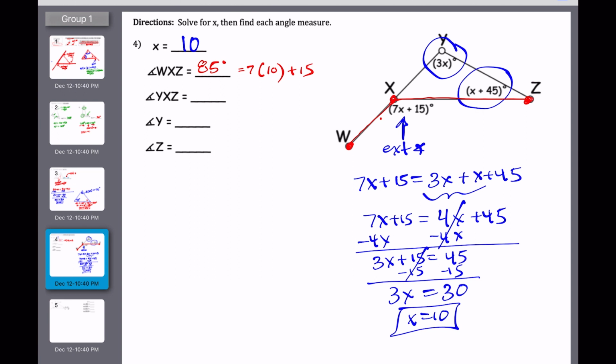Next we have angle YXZ. So we start at Y, we go to X, and then we go to Z, and we see that that is the interior angle of the triangle that is adjacent to the exterior angle. These two angles form a linear pair. So angle WXZ plus angle YXZ is equal to 180 degrees because they form a linear pair.